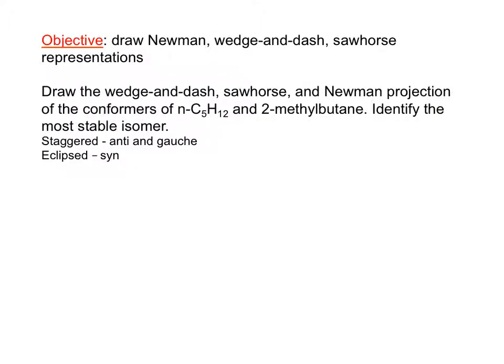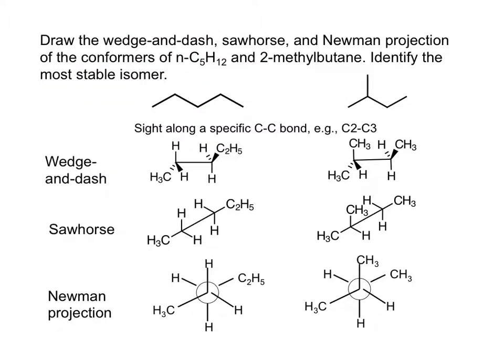Let's practice drawing the different ways to represent conformational isomers. So stop the video and draw the conformers of these 2 compounds and then identify the most stable conformer. And the answer is, note that the most stable isomer will be the staggered conformer.